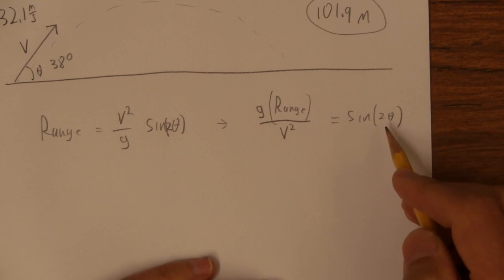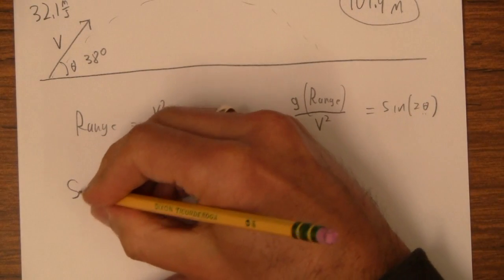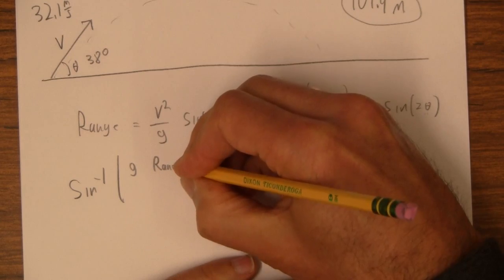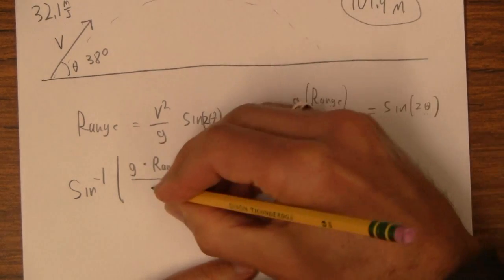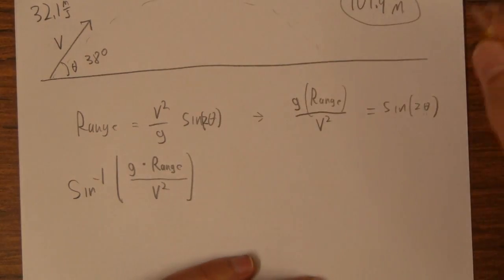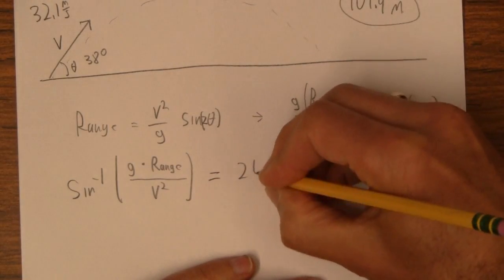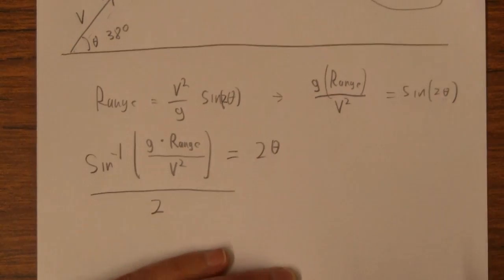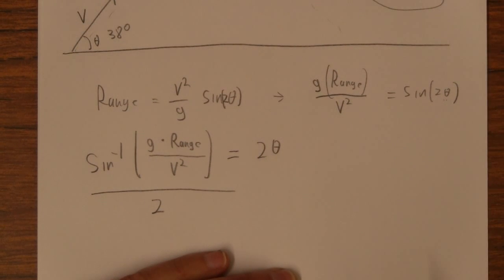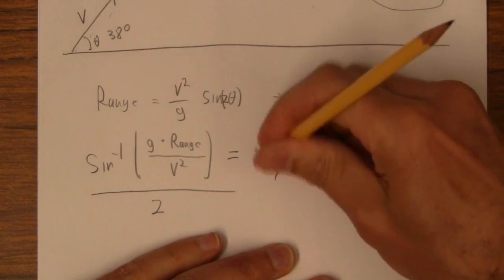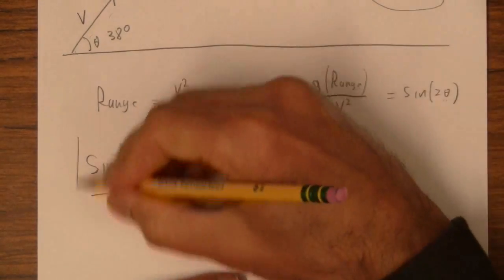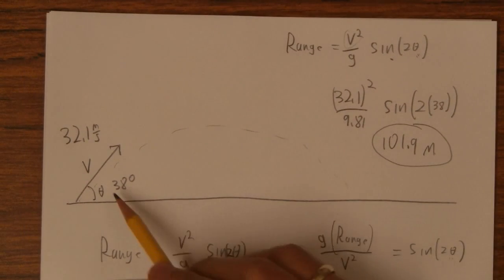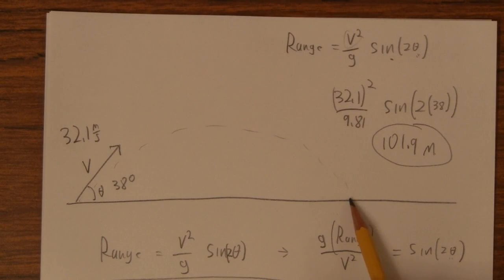And now to find what theta is, we're going to take the inverse sine of that. So inverse sine of g times the range over v squared is equal to 2 theta. So to get theta, of course, we've got to divide that whole thing by 2. There's our solution. So when we launched at 38 degrees, we got 101.9 meters.